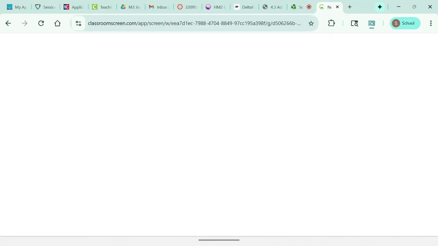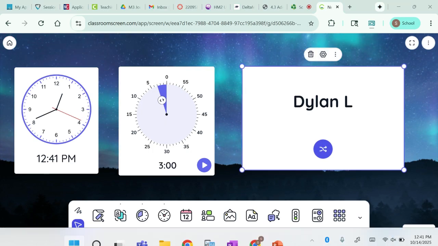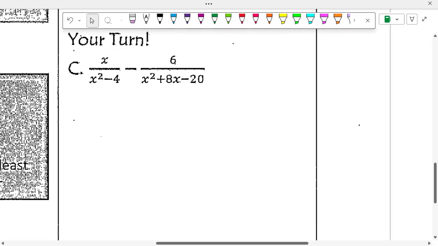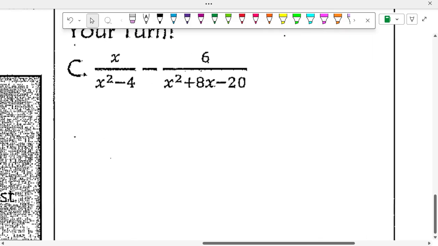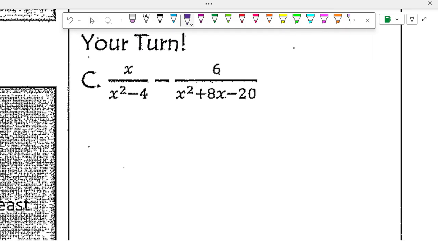So, let's go with Dylan L. How'd you factor the first denominator? So the x squared minus 4. So it would be what? Good. X plus 2, x minus 2. All right. Now remember, guys, you got to turn this into a plus, bring the minus up so you don't forget about it.